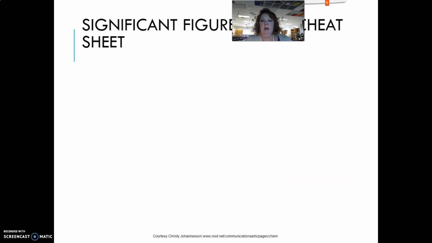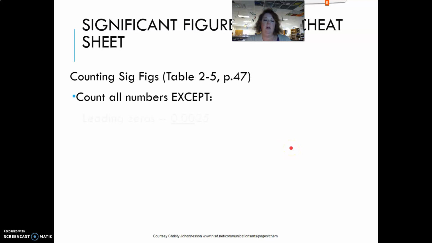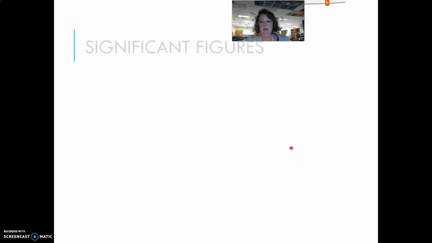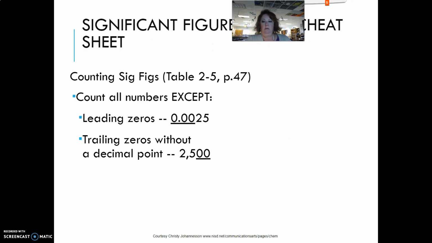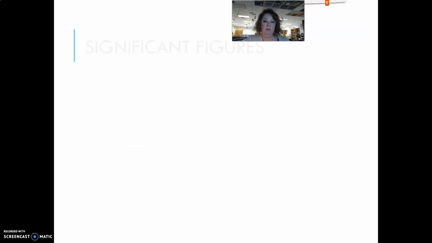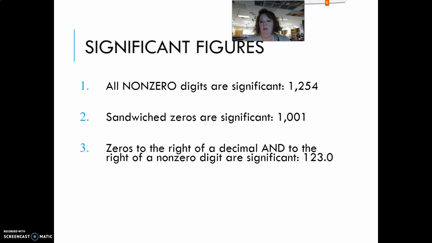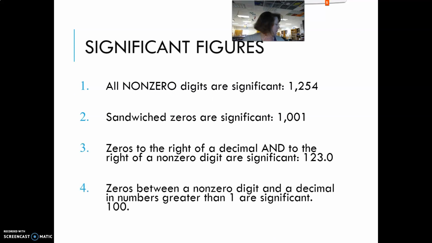Moving on. So here's the significant figures cheat sheet, and you will have these in your packet. So we're going to count all numbers except leading zeros, the zeros before numbers like in a decimal, or trailing zeros when there isn't a decimal place. Those are the big ones. So I'm going to put all of these up here. So here are the rules.